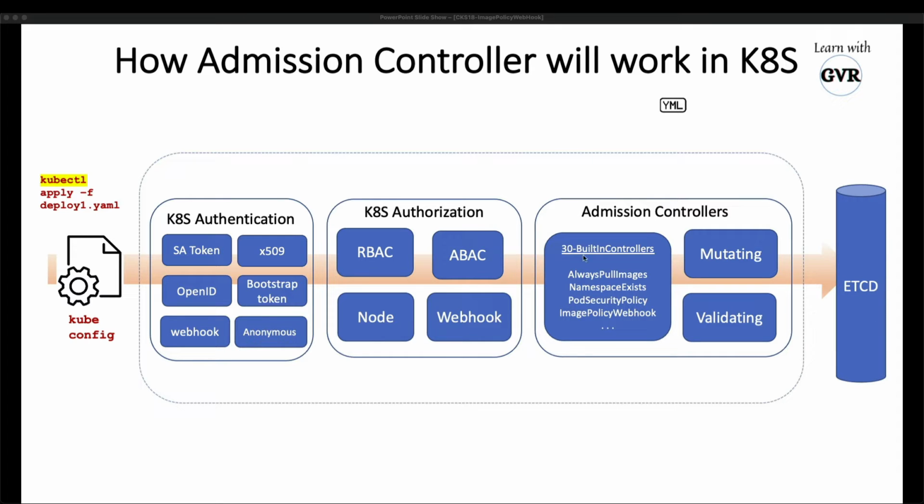Here there are built-in admission controllers, and mutating and validating ones if you want to modify this particular deployment. So it's a 1, 2, 3, 4 step process. In the third step, the ImagePolicyWebhook comes into the picture. You need to define the ImagePolicyWebhook here to whitelist or block what is allowed in this particular deployment YAML file.